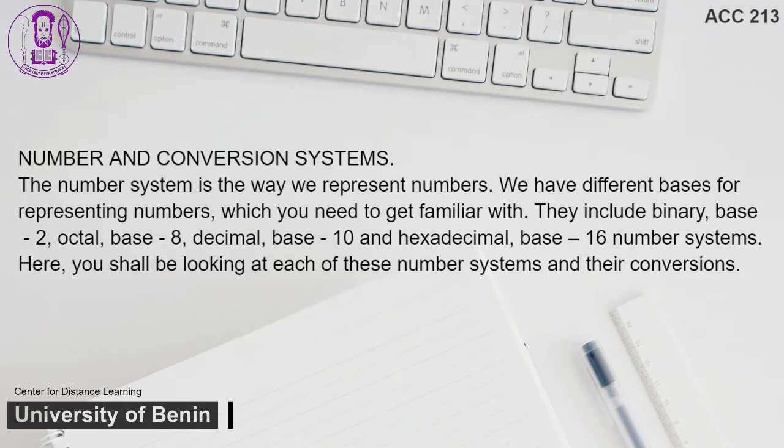7. Number and Conversion Systems. The number system is the way we represent numbers. We have different bases for representing numbers, which you need to get familiar with. They include binary (base 2), octal (base 8), decimal (base 10) and hexadecimal (base 16) number systems. Here, you shall be looking at each of these number systems and their conversions.